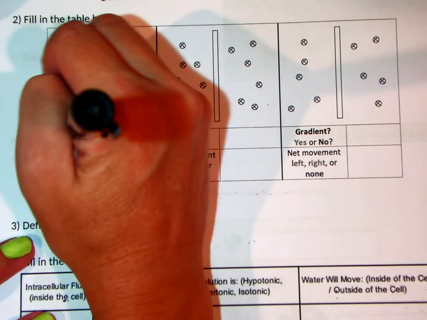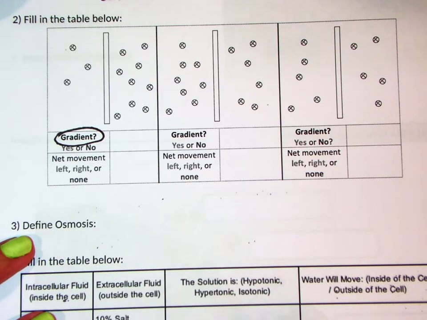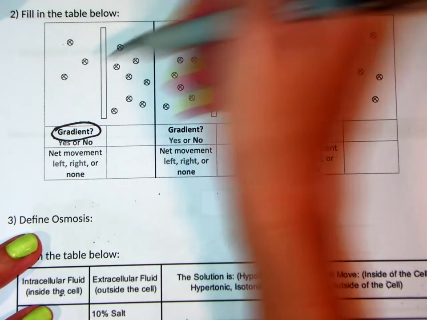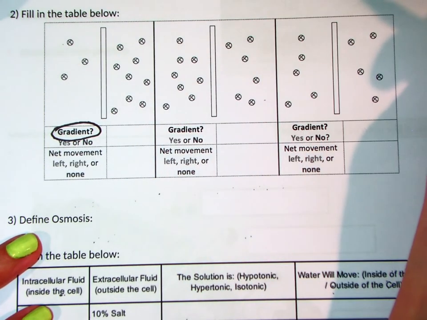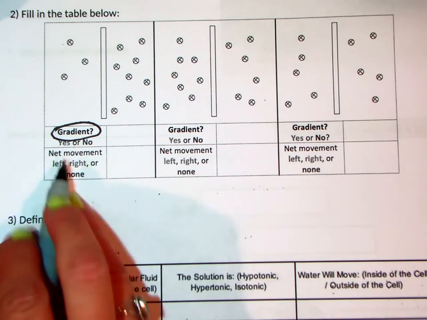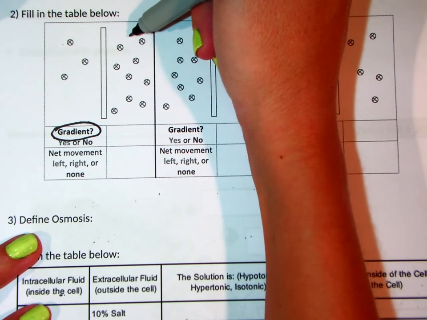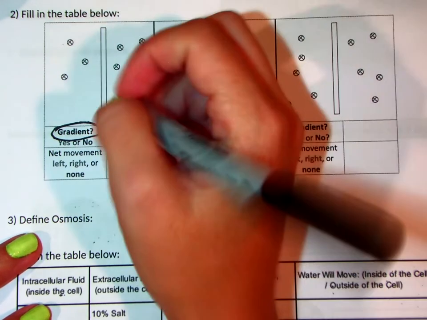So you're going to hear the word gradient, and that's used a lot in physiology. And what it means is just that there's a difference between one side and the other. So if we look at this one, is there a gradient, yes or no? Well, we would say yes, because there are more solutes here than there are here.